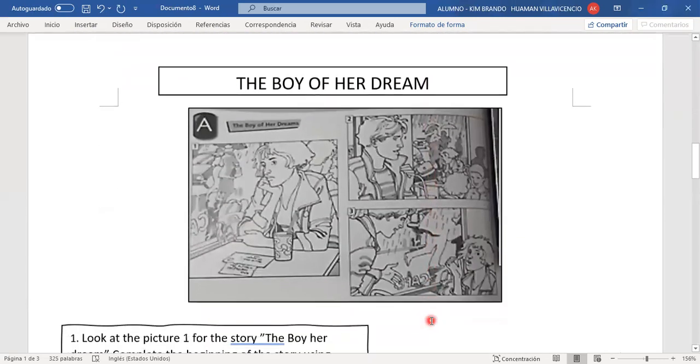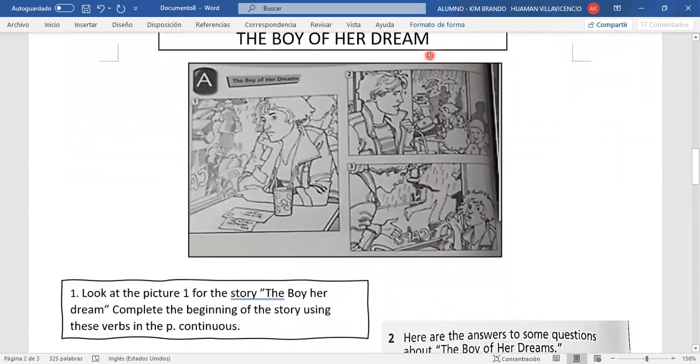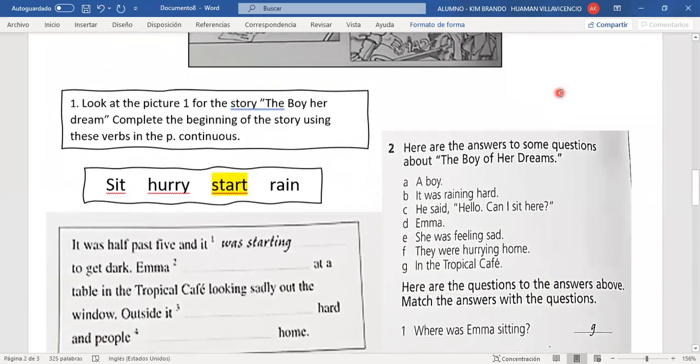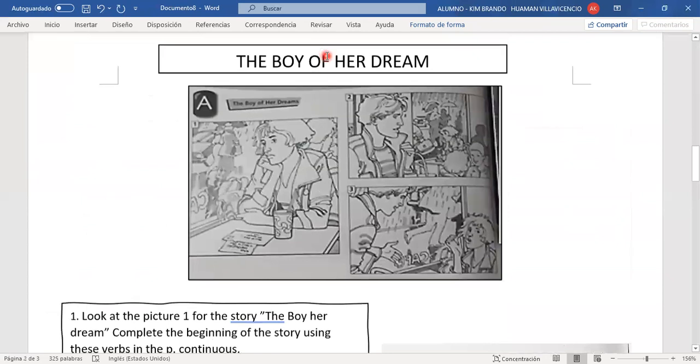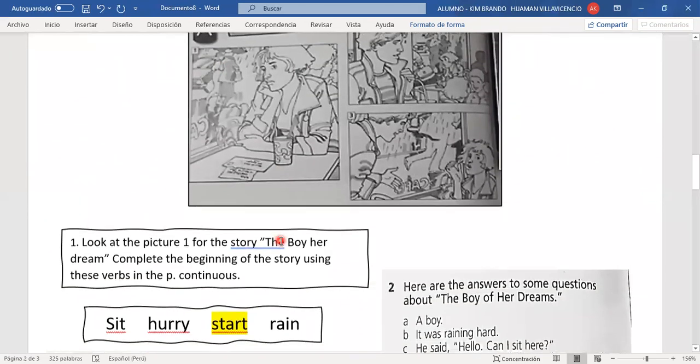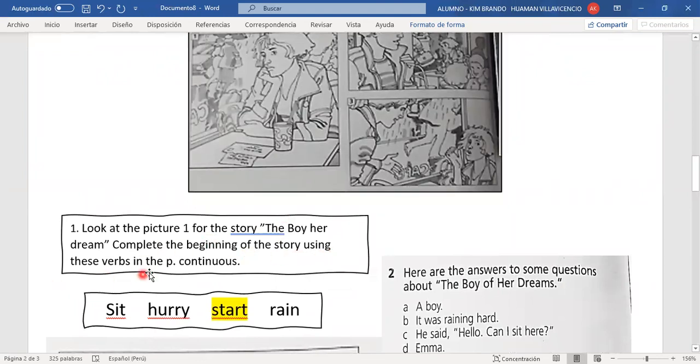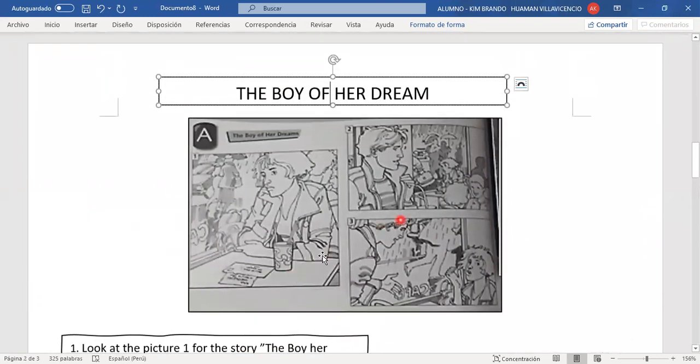Okay, now let's continue with B. The boy of her dreams. This is about another story. Look at picture number one, letter A. The story begins using verbs in the past. The story is talking about a girl and the voice of her dreams. I think her voice, she likes the perfect voice, no? Suddenly she saw, no, I think she heard the voice.